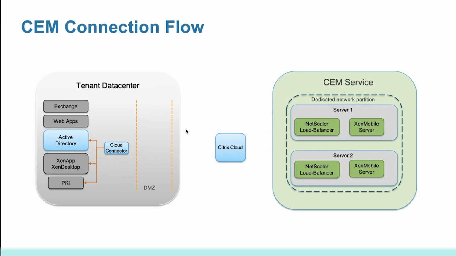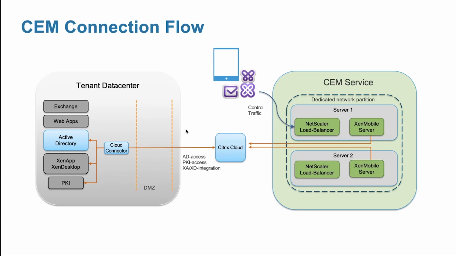So one of the big things to consider when you're setting up an environment and making the base connections work is understanding the traffic flow when a device enrolls. Essentially on-prem, you need a Citrix Cloud Connector. The Cloud Connector is designed to provide facilities for the Citrix Cloud services to talk to your on-prem resources. And this is typically back-end control plane traffic, authentication, etc.